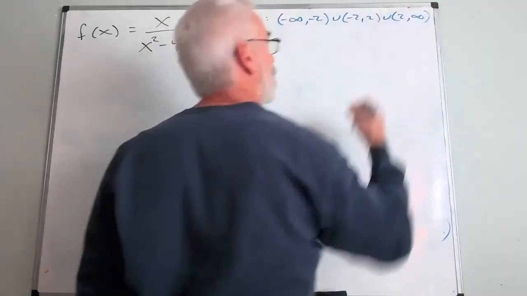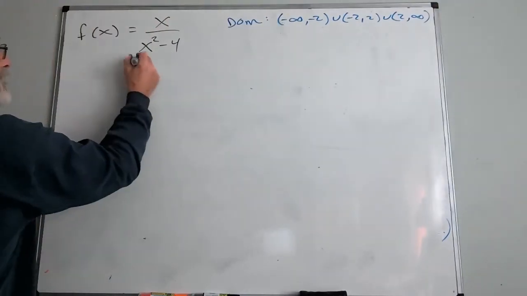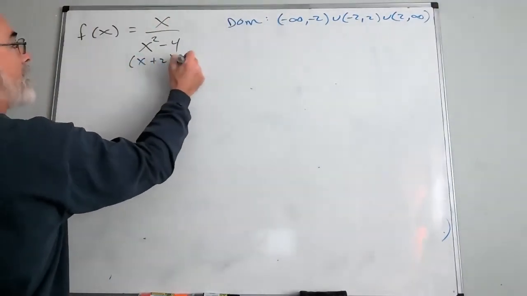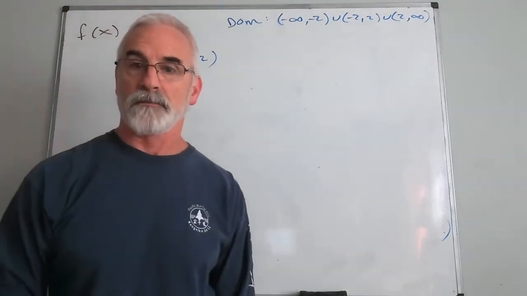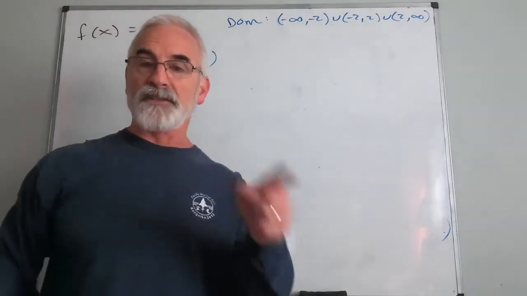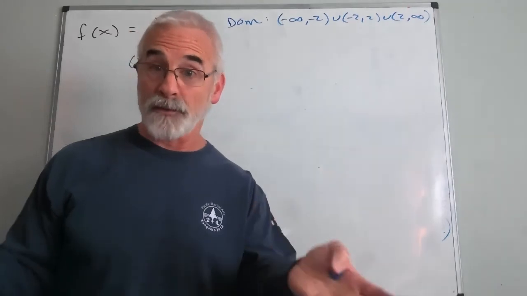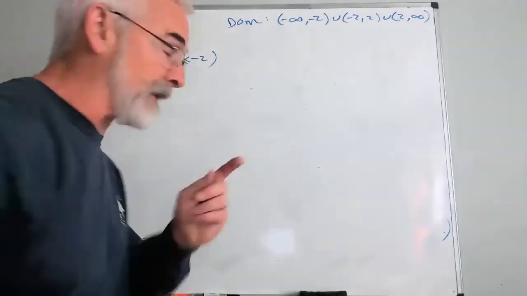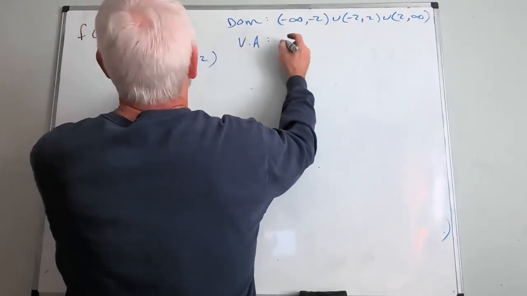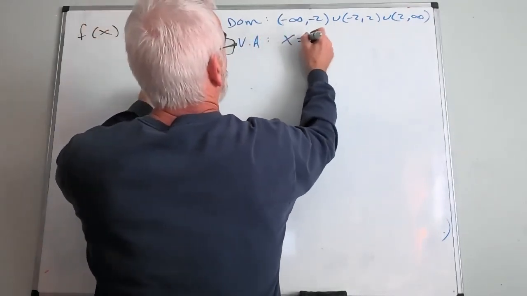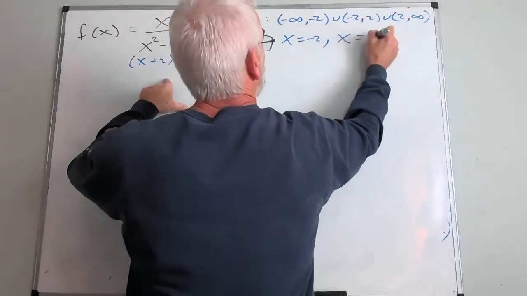Now, why is that important? That means, if I write this in a factored form, I'm going to have 2 vertical asymptotes, because there's 2 places x cannot equal, but the y value is fine there. There's no weirdness in the y, only in the x. I'm going to write VA, vertical asymptote, where? At x equal -2 and x equal +2.